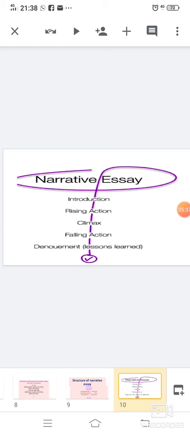In this graph, the general structure of narrative essays is shown. First there is the introduction. In the introduction there is a thesis statement, then rising action, then climax, then falling action, and at the end there is a conclusion.